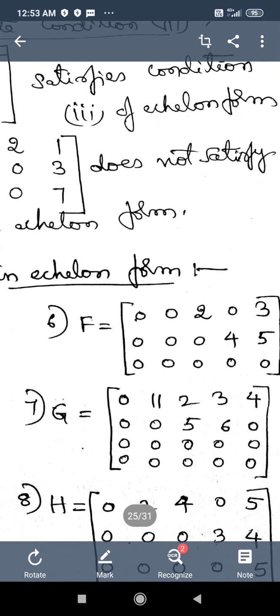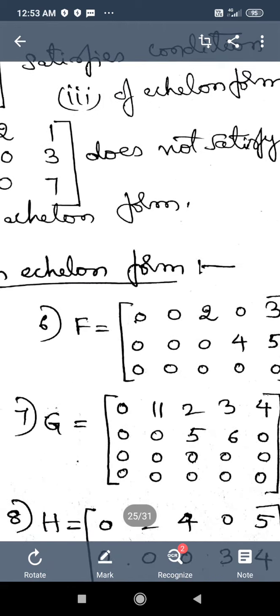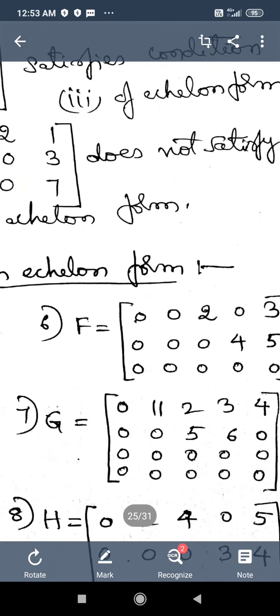And by the second condition, the leading element in each row should be present in a column to the right of the previously existing leading element's column. So here we can see 2 is the leading element in the first row, which is present in the third column, and in the second row 4 is the leading element, which is to the right of the third column, in the fourth column. So that is how the second condition is also satisfied. And the third condition says that each element below the leading element is 0 in that column.